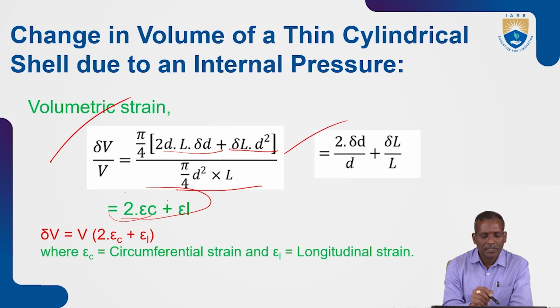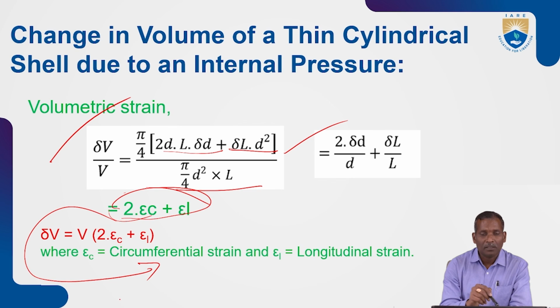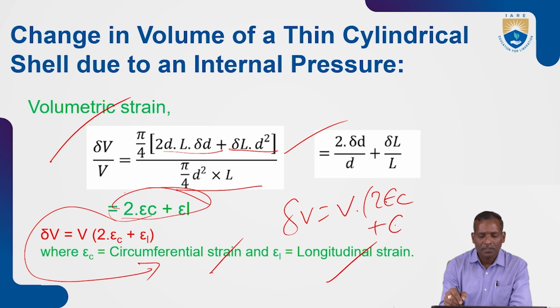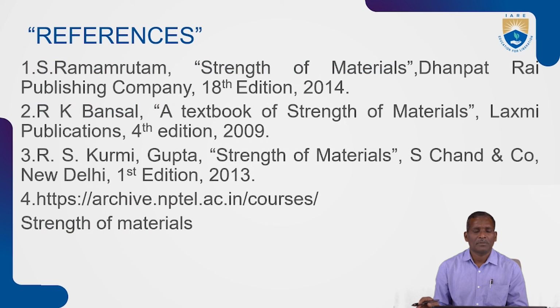So we will get the final equation: epsilon C plus epsilon L, where epsilon C is the circumferential strain and epsilon L the longitudinal strain. So finally delta V by V you can write as circumferential strain plus longitudinal strain. These are the empirical relations for the change in volume of a thin cylindrical shell due to an internal pressure.